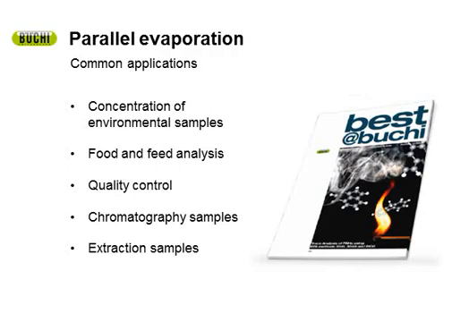Food and feed analysis is another big application along with quality control. Chromatography samples, that's big as well. Like I said, let's say you have 20 fractions that just came off your flash chromatography system. You need to dry all of them down. You might as well not put them in a rotary evaporator individually. It's best to do it in parallel on a parallel evaporator. Then extraction samples. This is also very common. You perform your extraction and you need to concentrate it down or even dry it down. You can do that on a parallel evaporator.